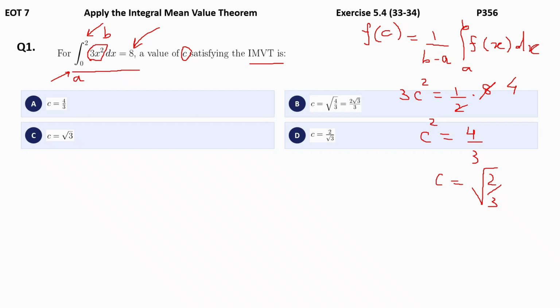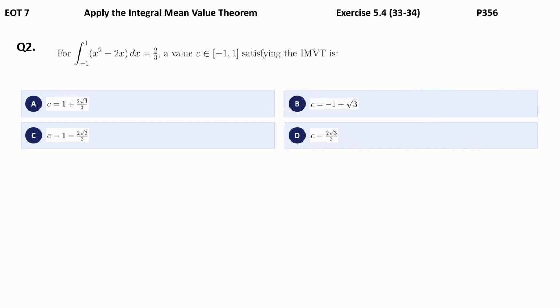Now root 4 over 3, which is nothing but 2 root 3 over 3. 2 by root 3 is a non-rationalized form. When you rationalize, you will multiply root 3 on numerator and denominator. So we will get 2 root 3 by 3. So option B is the right answer.